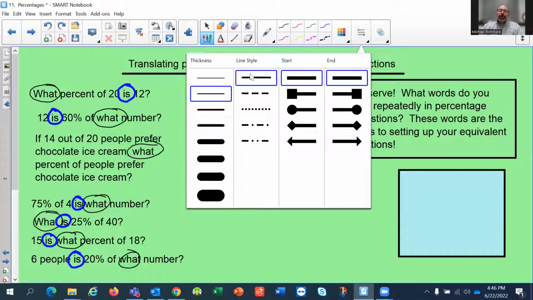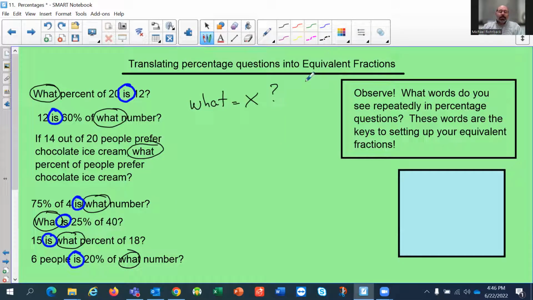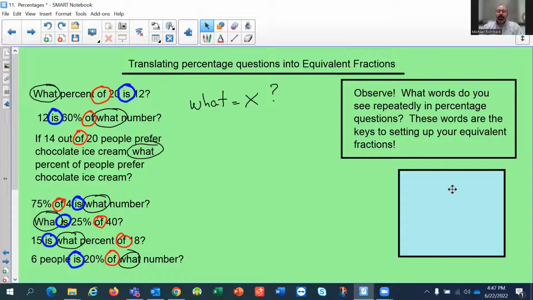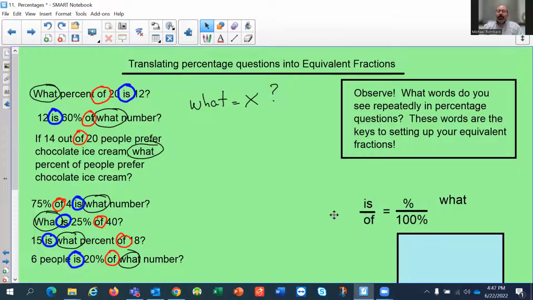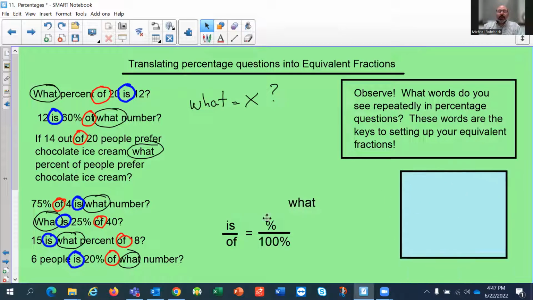I'll make this a little bit thinner here. The last one we're going to look for all the time is it's a preposition: of 20, of what number, of 20, of 4, of 40, of 18, and of what number. So these three words are super important to percentages, because what they're going to do for us is they're going to help us set up a proportion. And the what is going to be one of these that is missing. Actually, this one's already there.